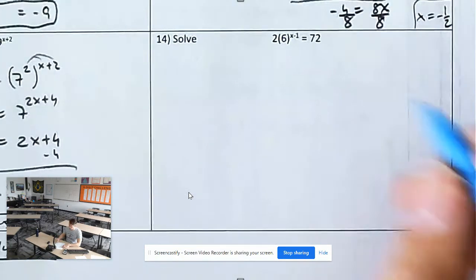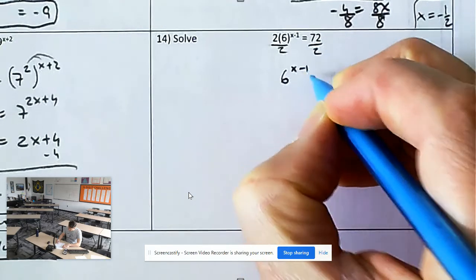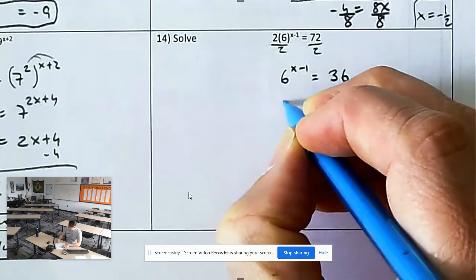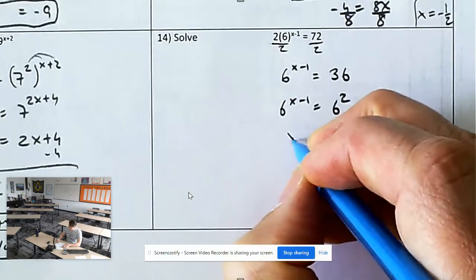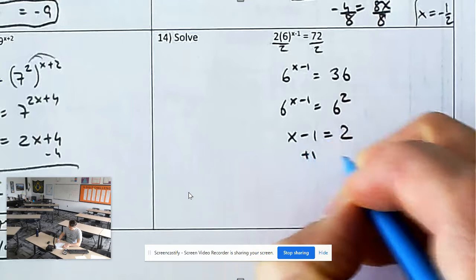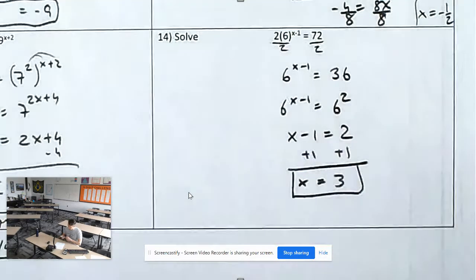Okay, last one. The first thing we should do here is divide by 2 because we can. And we get 6 to the x minus 1 equals 36. I realize that 36 is really 6 squared. So x minus 1 equals 2. Adding 1 to both sides, I get x equals 3. That would be my final answer.